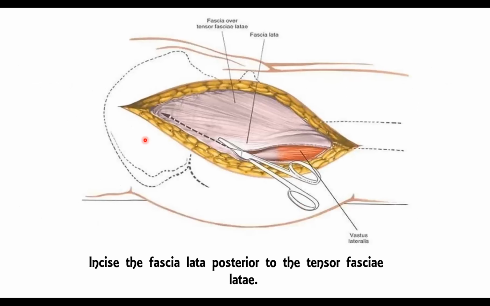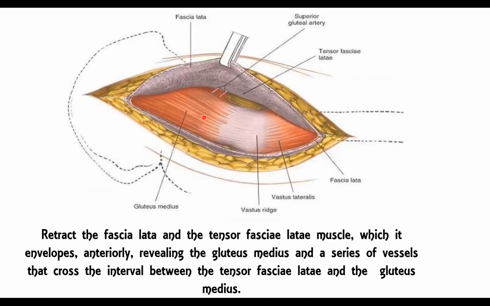You can see here, after skin incision and subcutaneous fat, you will see the fascia lata, which is covering the tensor fascia lata. You see, this is the vastus lateralis muscle, and here they are cutting the fascia lata posterior to the tensor fascia lata. Then after reflecting that, you can see here, these are the superior gluteal vessels. Okay, so this is vastus lateralis, this is vastus ridge. You will see this is the gluteus medius, and this is the tensor fascia lata. Okay, so tensor fascia lata is reflected anteriorly.